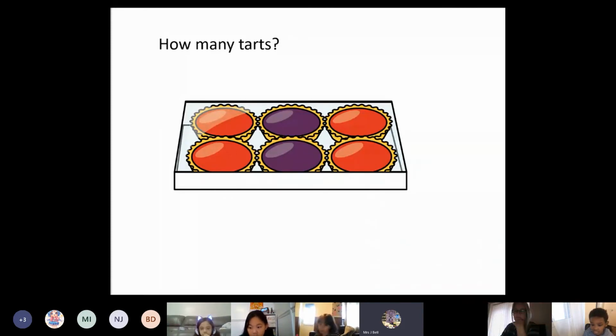Did you have to count them? Did you count them in ones? You might have seen 2 groups of 3. 1 group, 2 groups. Or you might have seen 3 groups of 2. 1 group, 2 groups, 3 groups.